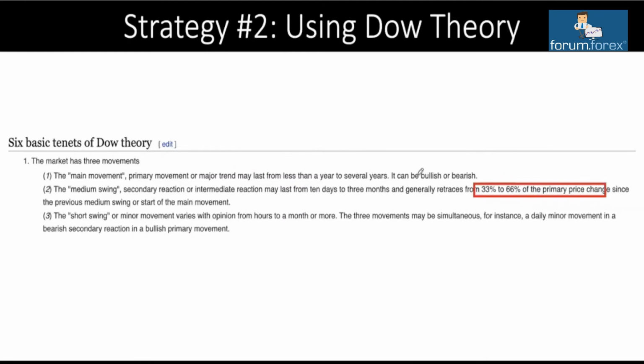Now, strategy number 2 is the powerful concept which you will not find anywhere else. This is called the Dow theory. If you study the theory, like let's say you read books about Dow theory, you will find something like this. There are basically 6 tenets of Dow theory. This is found on Wikipedia. I just did a quick Wikipedia search for you to show you what you'll find on Wikipedia.